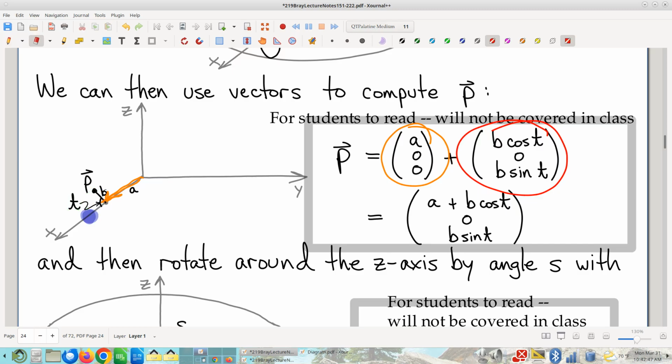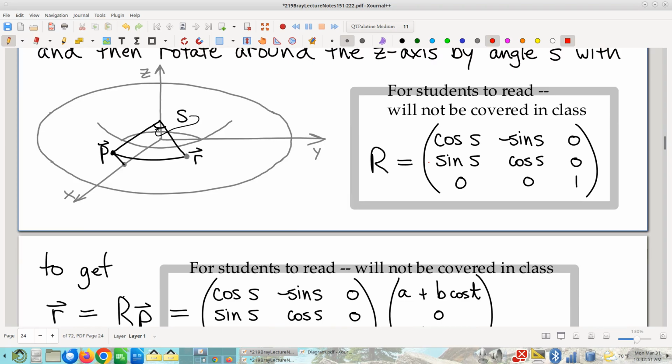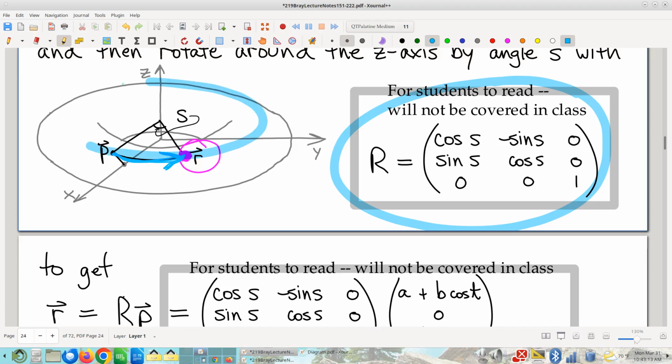Now that point P, of course, is not what I'm looking for. What I'm actually looking for is x comma y comma z. I'm looking for my point R. And I also know that the way I turn P into R is by rotating. Here's another exercise left for y'all, but rotating around the z-axis. That's a linear algebra problem.